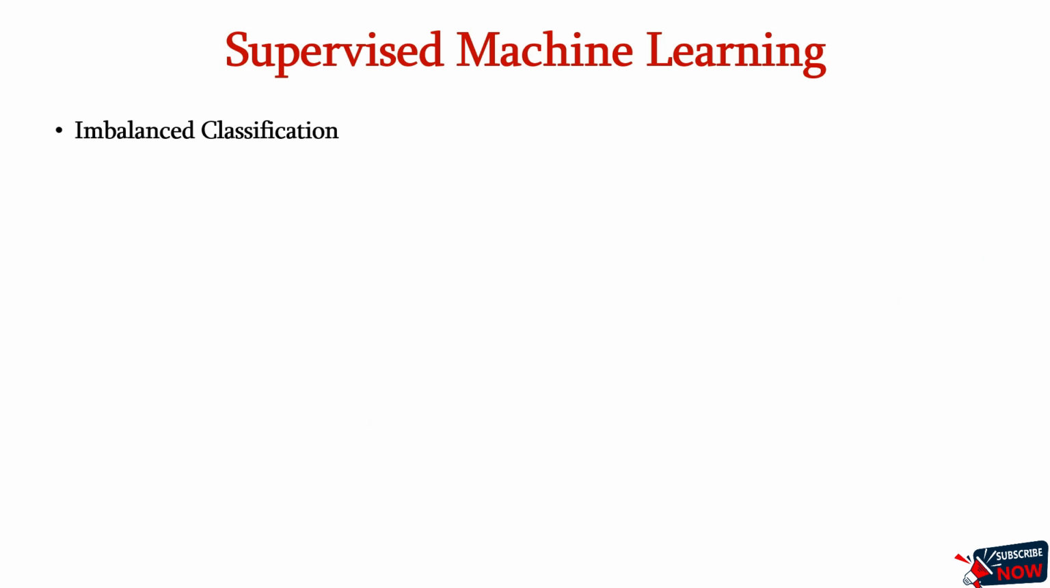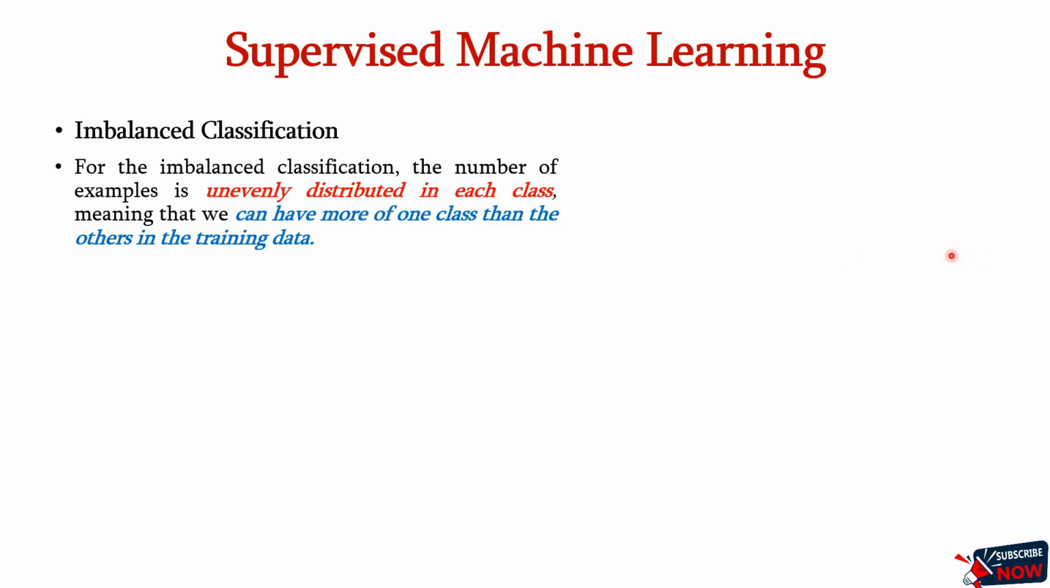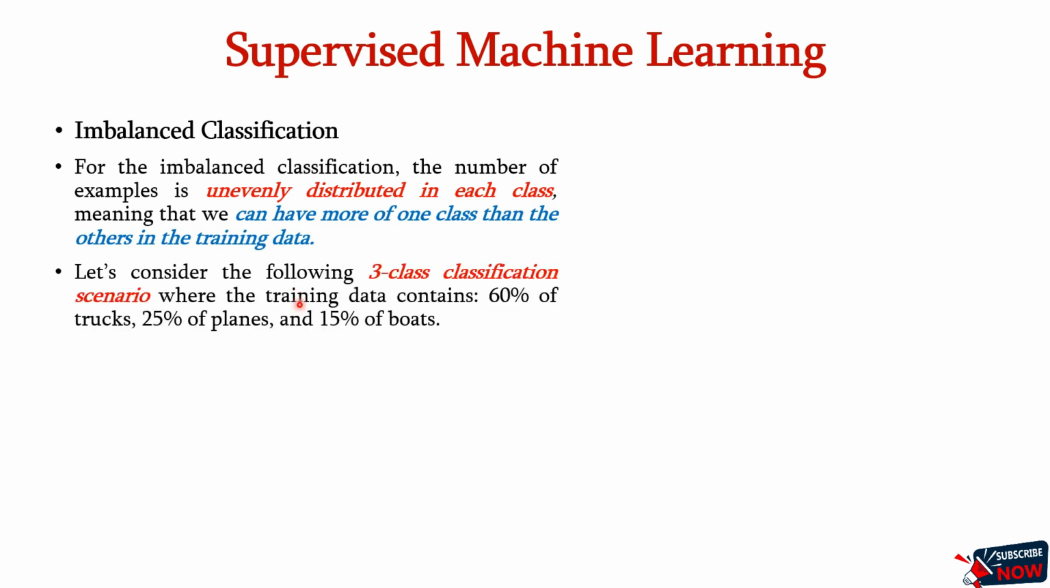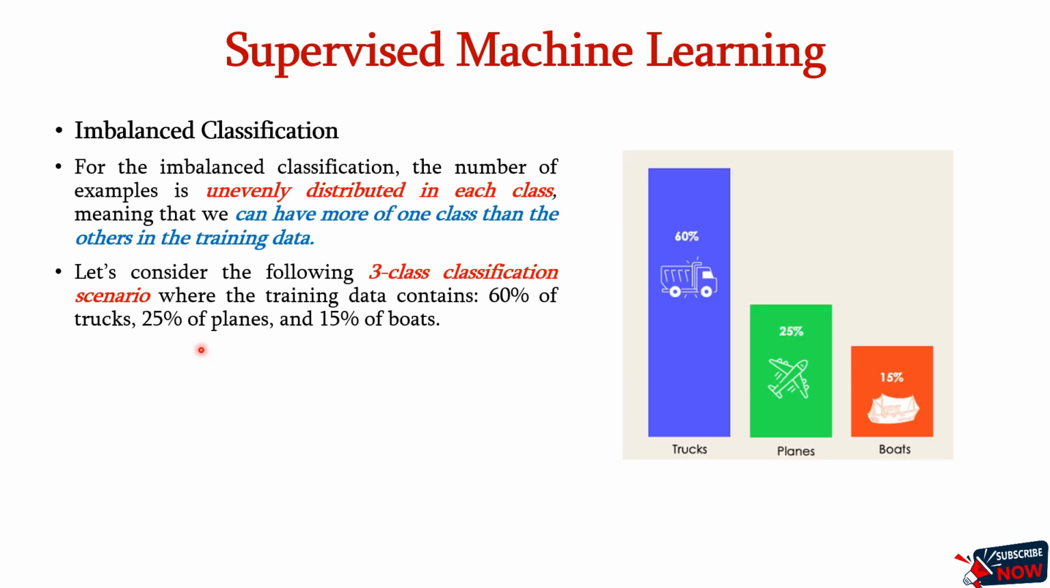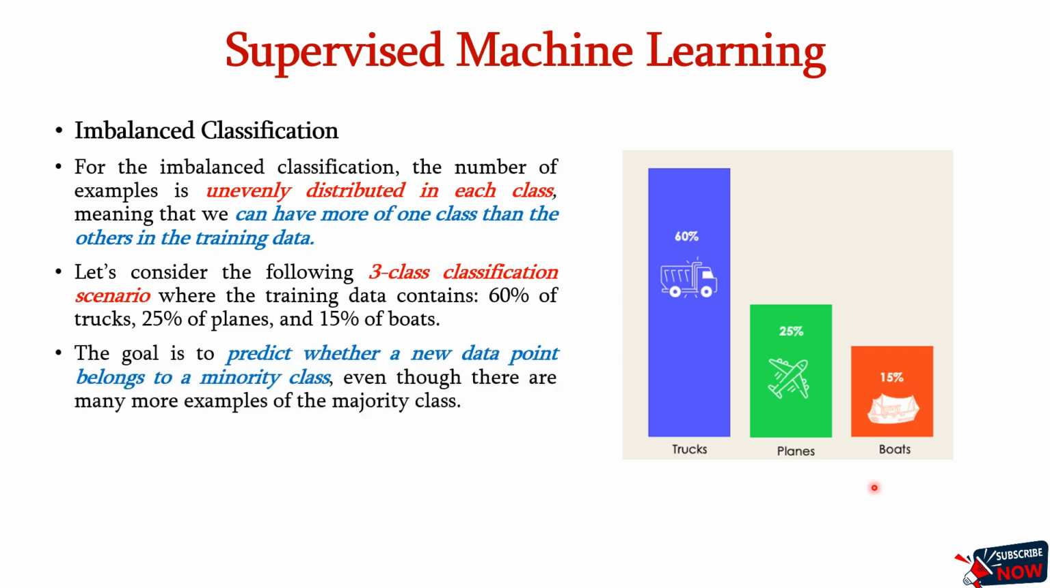Next, we have imbalanced classification. Here the number of examples is unevenly distributed in each class. That is, we can have more of one class than the others in the training data. For example, consider a 3-class classification scenario where the training data contains 60% trucks, 25% planes, and 15% boats. The objective is to predict whether a new data point belongs to the minority class even though there are many more examples in the majority class.